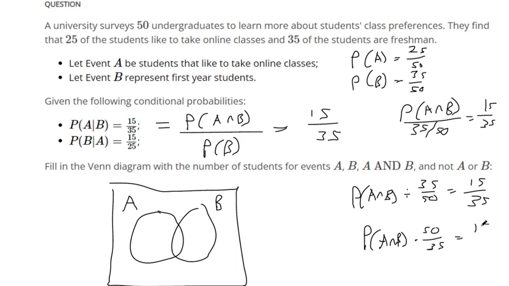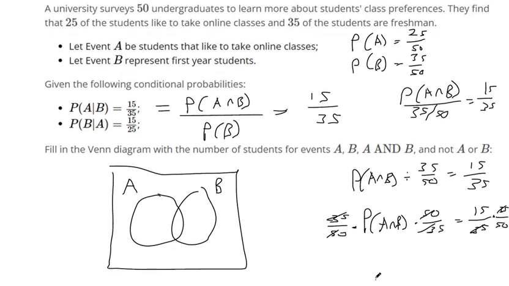And to algebraically get that probability of A and B by itself, I want to multiply both sides by the reciprocal, by 35 over 50. Because that makes this cross cancel, that makes this cross cancel. So that's times 35 over 50. So those 35s cross cancel, so the probability of A and B, that intersection, is going to be 15 over 50, which simplifies to be 3 over 10.